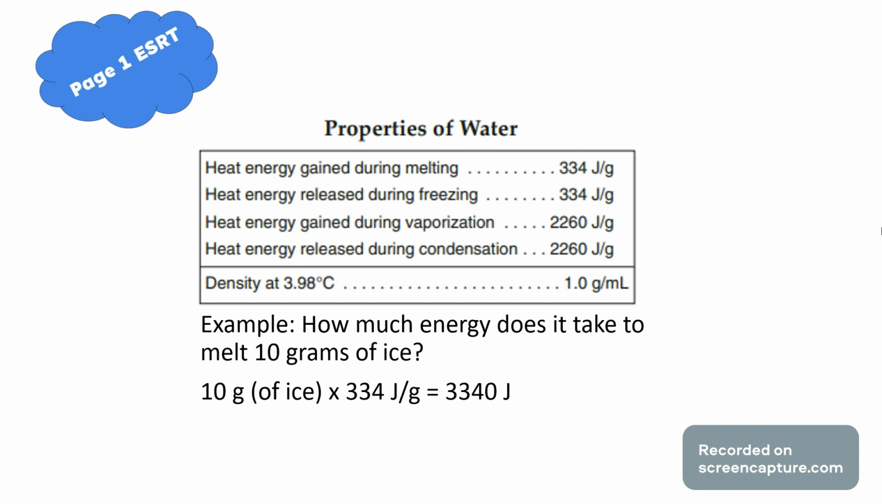So an example here is how much energy does it take to melt 10 grams of ice? So what I would do is I would take my 10 grams, that's my ice, and I would multiply it by 334 joules per gram. The grams cancel out, leaving our units just joules, and the math works out to 3,340 joules in order to melt 10 grams of ice into liquid water. So that's on page 1, our cover page of the ESRT.